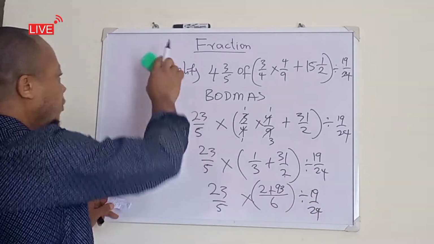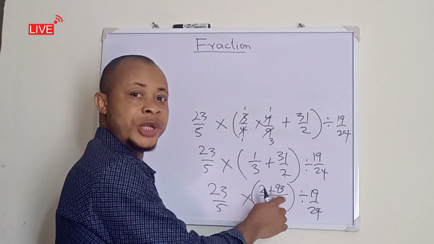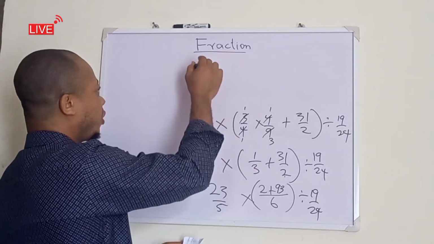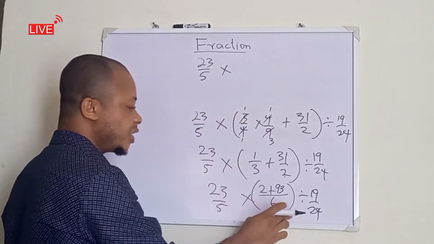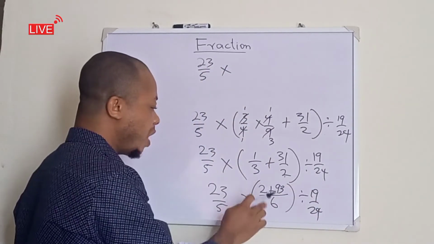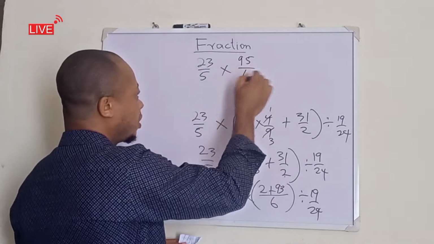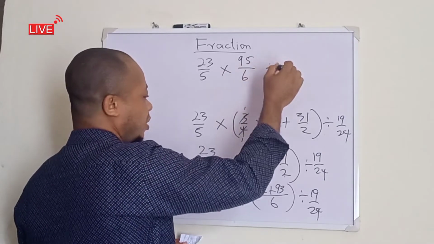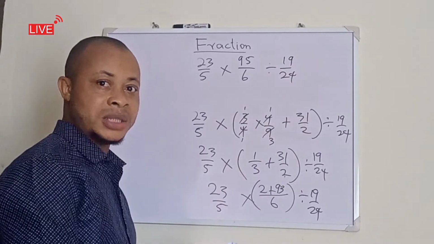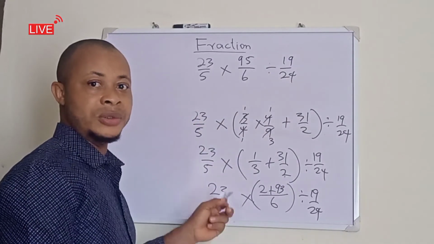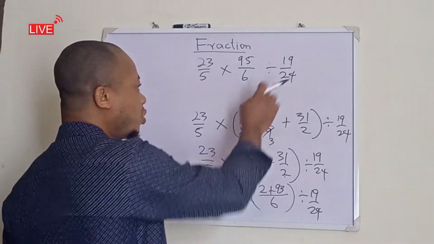Alright, so let me clean this upper part. Let's continue. We are now going to add 2 to 93, and we have 23 over 5 times, in this case now we are going to open the bracket. When you say 2 plus 93, it will give you 95 over 6, then divided by 19 over 24. So remember your BODMAS. After bracket, you go to of. We have done of. Then after of, the next thing is division. So we are going to division now.